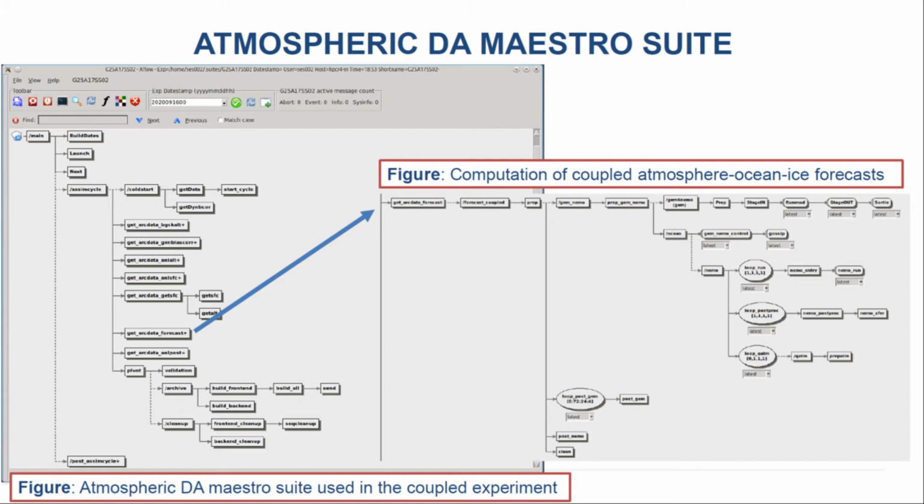Each rectangular block corresponds to a different task. For example, here with this arrow, we see the task called forecast. This forecast in the assimilation stage is made to compute the 6-hour background state. If we click on this block, we can see on the right-hand side the inner structure of this block, where we see the calls to the atmospheric model GEM and to the ocean and ice model, NEMO CICE.